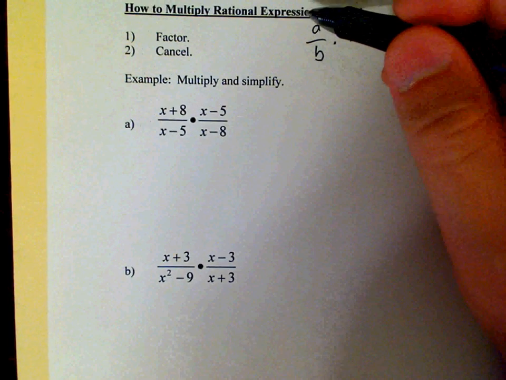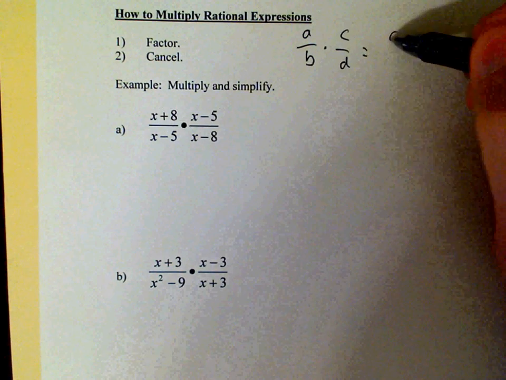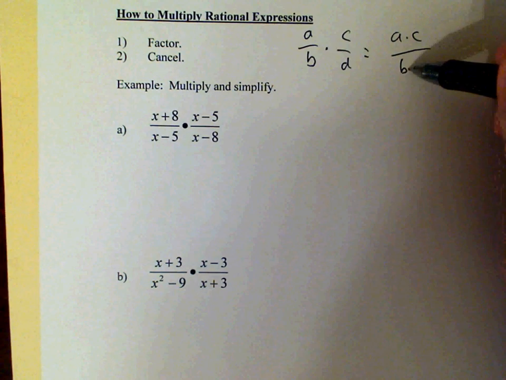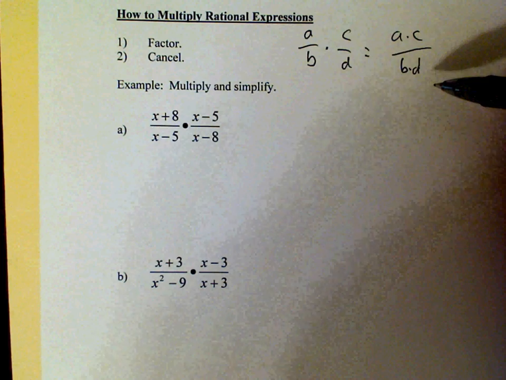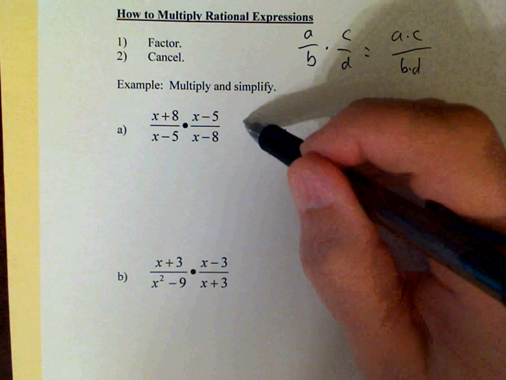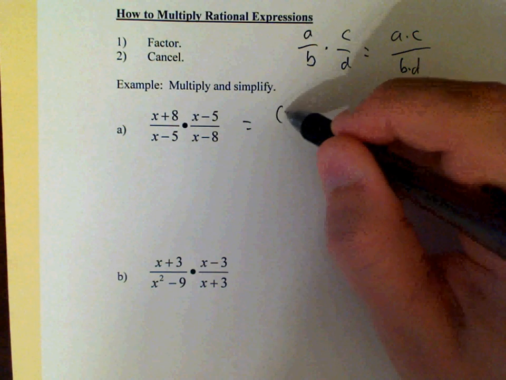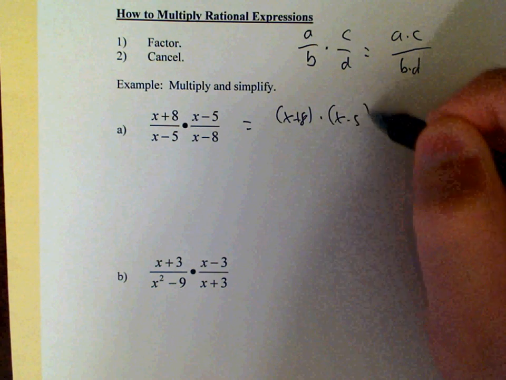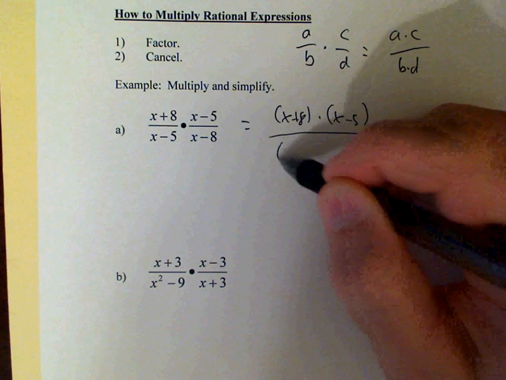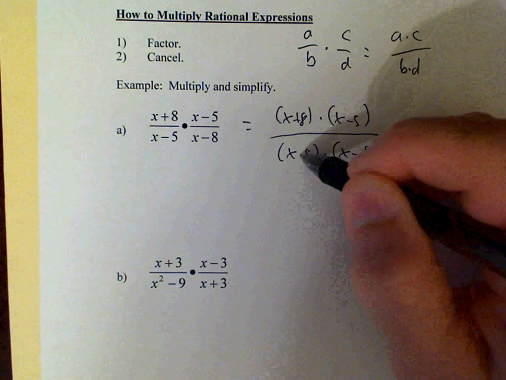If you were to look at a over b times c over d, that's exactly the same as a times c over b times d. So in other words, it's one big old fraction. Multiplication is just one big fraction. So if you see something like what I have written here, for example a, you can write it as x plus 8 times x minus 5 over x minus 5 times x minus 8.